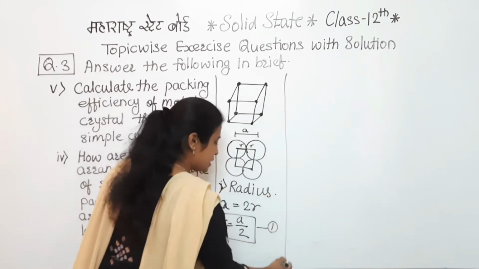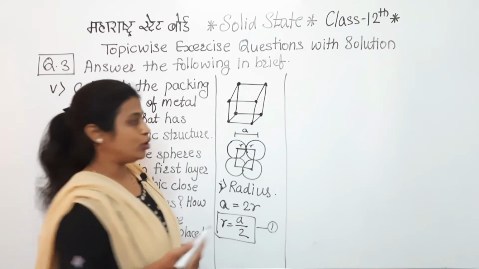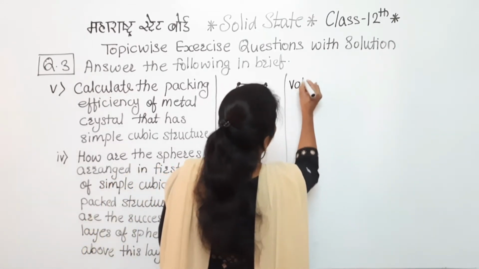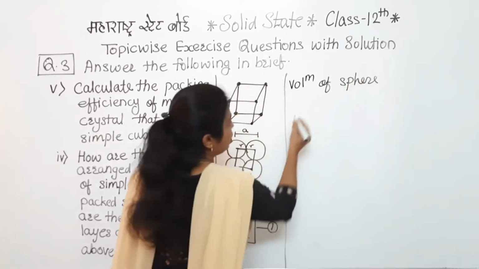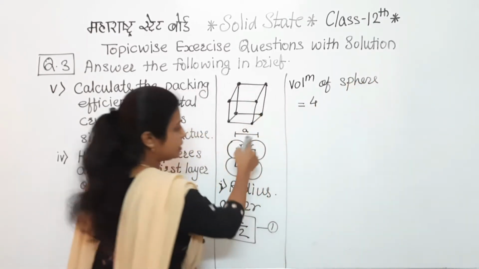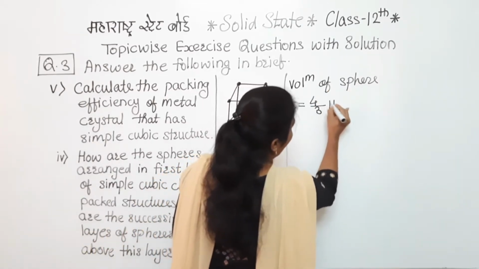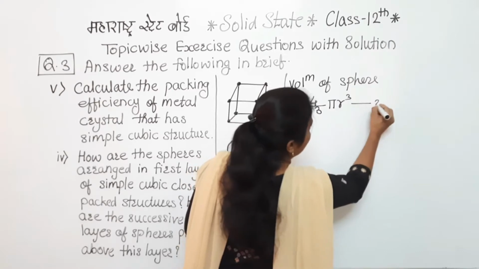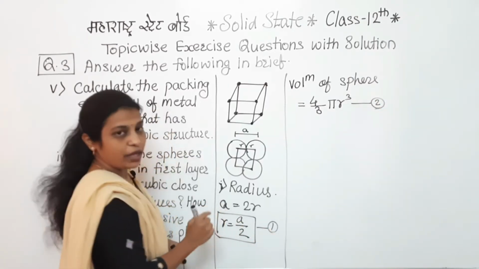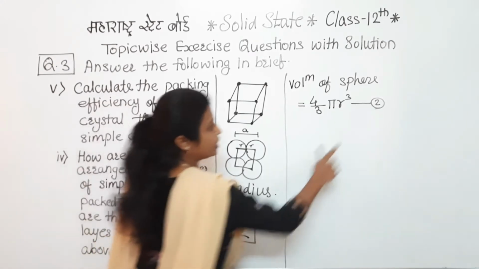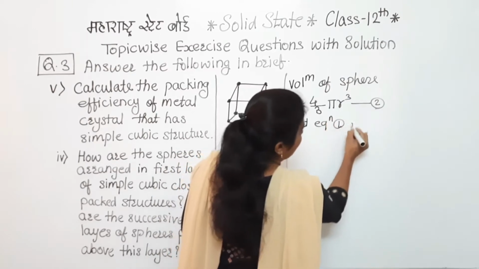Now for the packing efficiency purpose, we have to calculate the volume. Whose volume? The volume of the sphere. As we know that it is round in shape, the volume of the sphere is 4 by 3 pi r cube. This is equation 2. What we are going to do: r is equal to a by 2, so we are going to put equation 1 in equation 2.